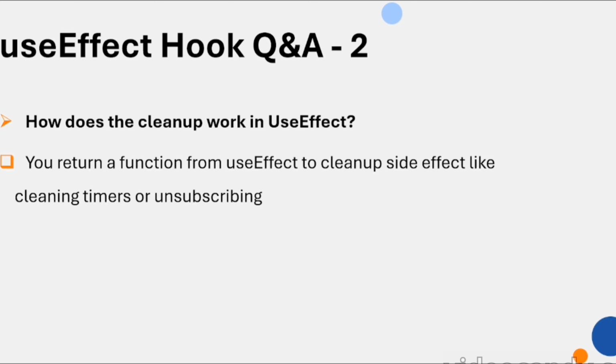What does the cleanup do in useEffect? Why are we using cleanup? You return a function from the useEffect to clean up side effects. Let's say an API call happens or a subscription happens, and now we want to unsubscribe from that event after some time. That is when we use cleanup activities. Okay, that is the second question.